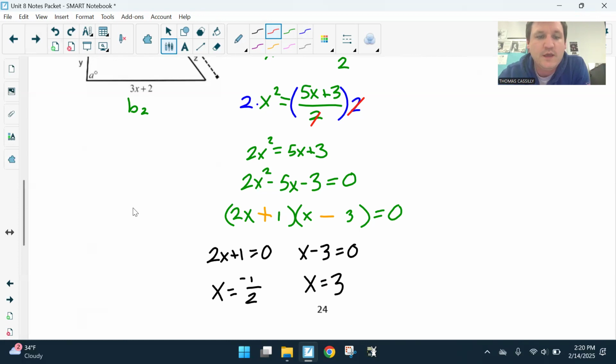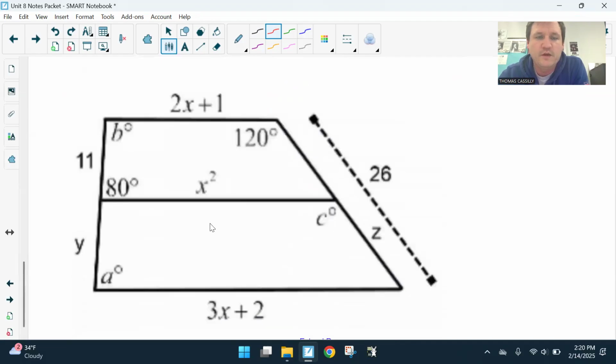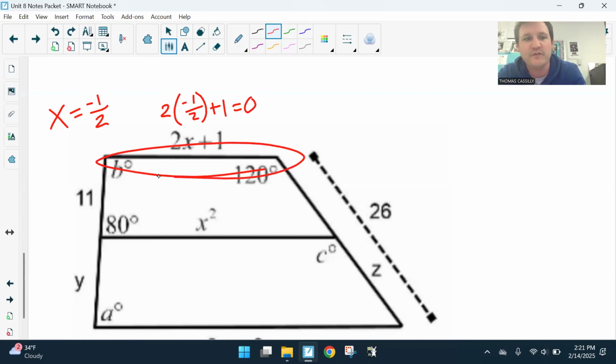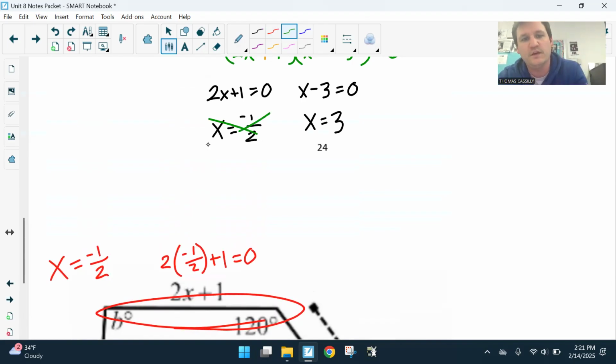So let's plug them in and see what happens. I'm going to plug the -1/2 into this problem. If I plug in x equals -1/2, we have 2 times -1/2 plus 1. 2 times -1/2 is -1, plus 1 equals 0. What that tells us is that this side length here is 0, and that doesn't make any sense. If that had a side length of 0, then this shape here would be a triangle, which it's very clearly a trapezoid. So this x equals -1/2 is no good.